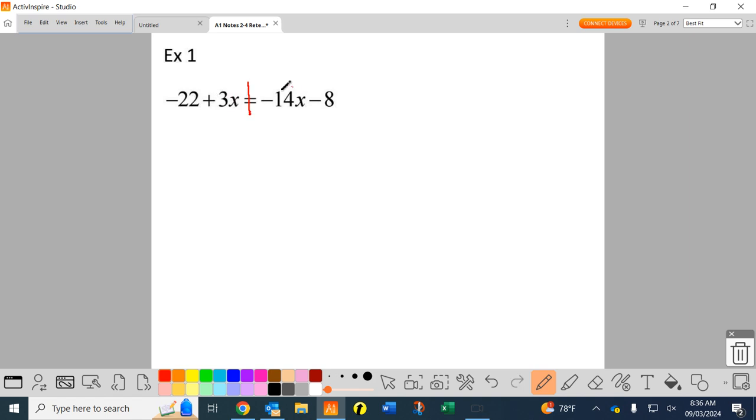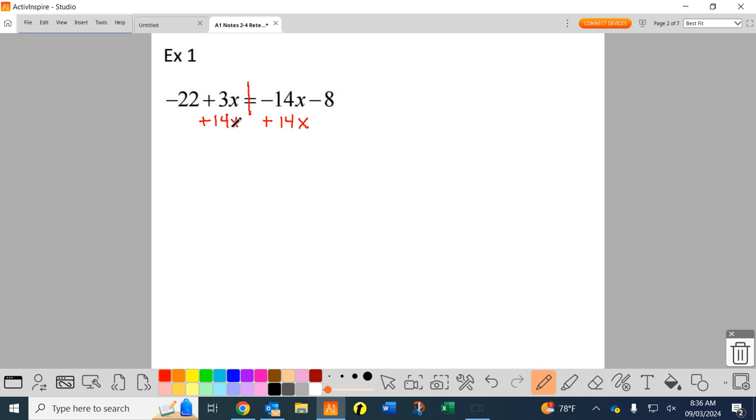So we're going to move the negative 14x because it's the negative, and if we can get rid of a negative, we're going to do it. So I'm going to add 14x, add 14x. Can you get the right answer if you do minus 3x? Yes, you can. It's just going to create more negatives for you, but you absolutely can.